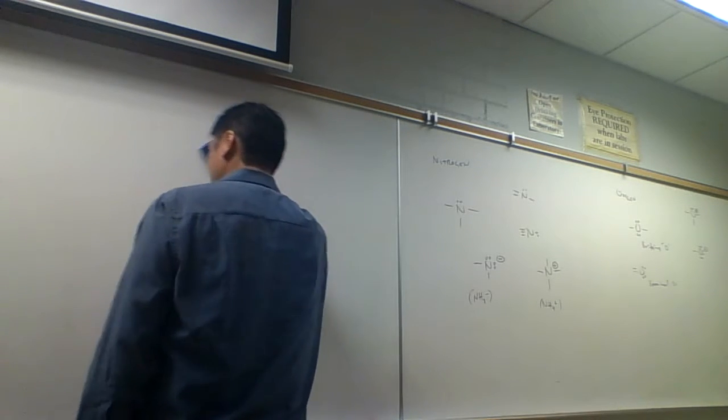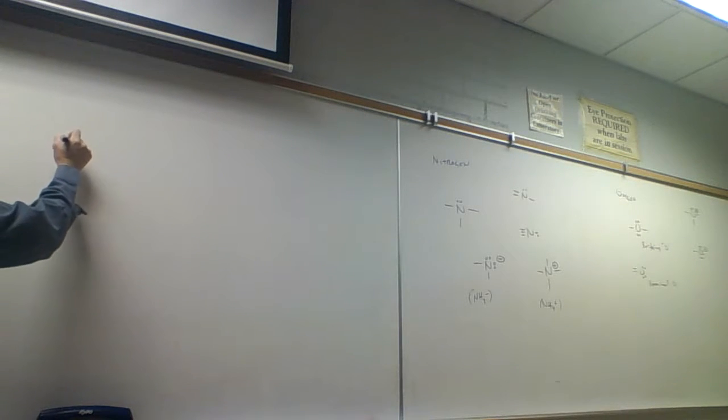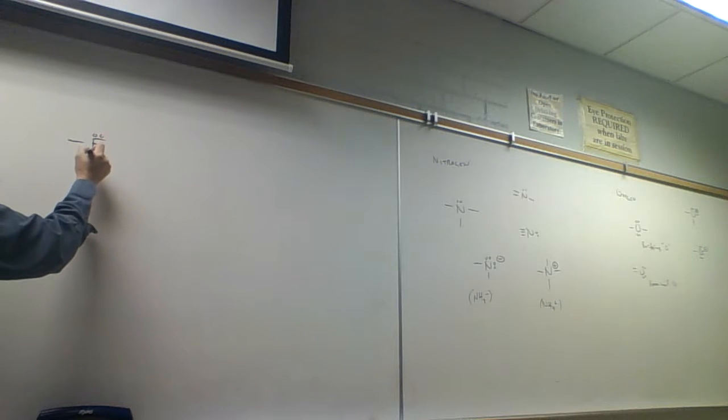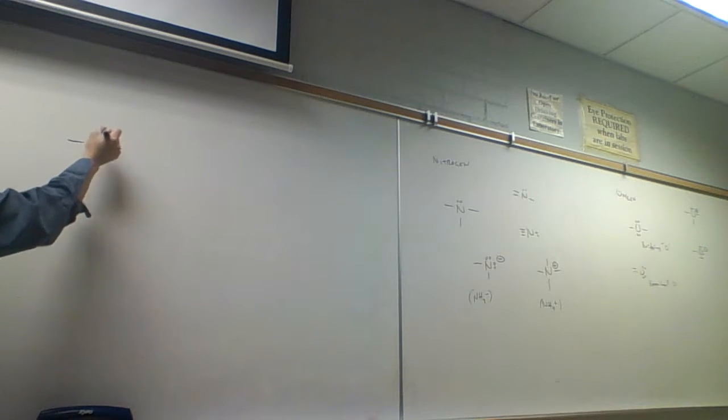We might as well just go down the list. After oxygen comes fluorine. For fluorine, we're just going to see a terminal fluorine like this. For example, we'll never see a bridging fluorine. So, for example, we'll never see a fluorine like this, because that would put a positive charge on fluorine.